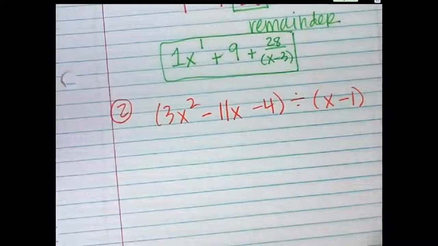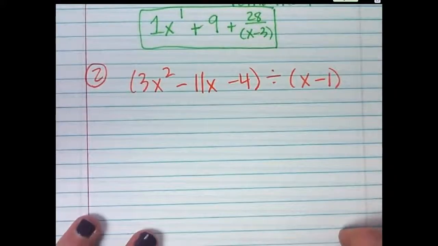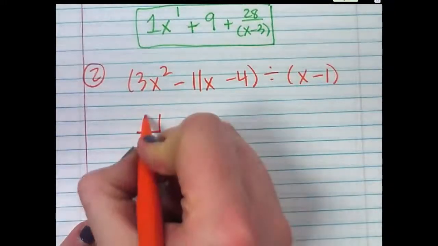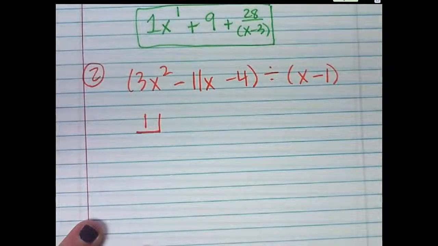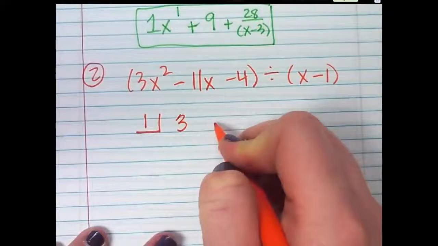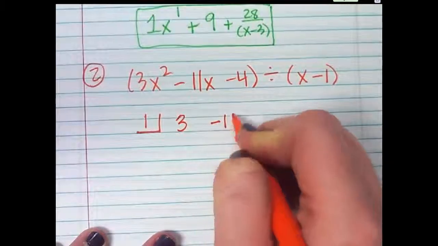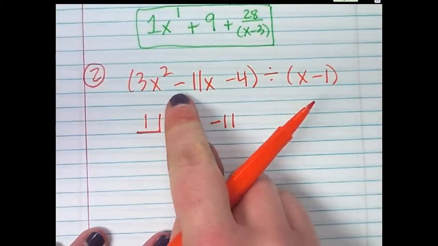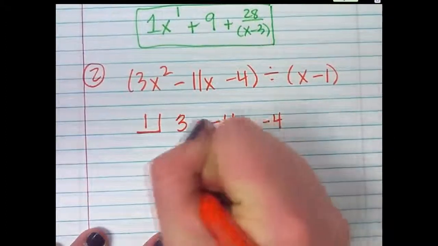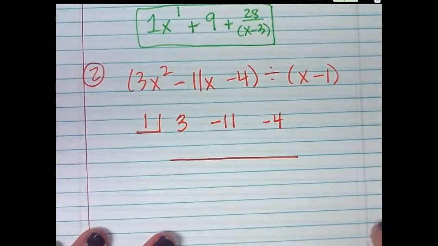Okay, so what goes in the box? Positive 1. And then your coefficients. What's my first coefficient? 3. And then negative 11. So it's not just a positive 11. Make sure you bring that negative 11. And then negative 4. And then leave a little space and draw your line.